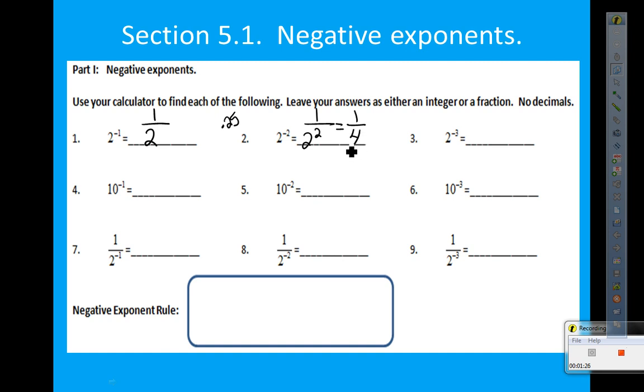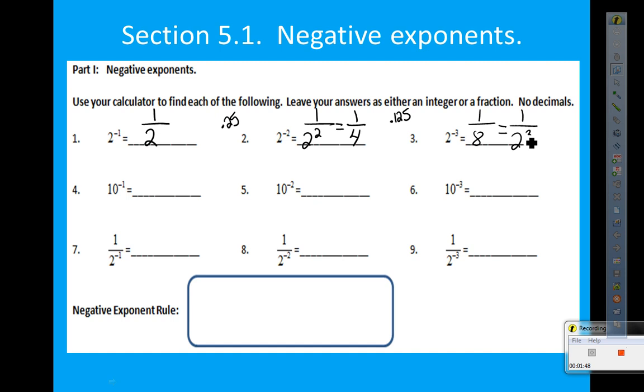And then I had them do the same thing with 2 to the negative 3rd. I had them type that in, and as a decimal, it comes out to be 0.125. But the answer we want to look for today is 1/8. But I want you to also notice that 1/8 is the same thing as 1 over 2 to the 3rd. So that's where I'm going to go with today for a little bit.